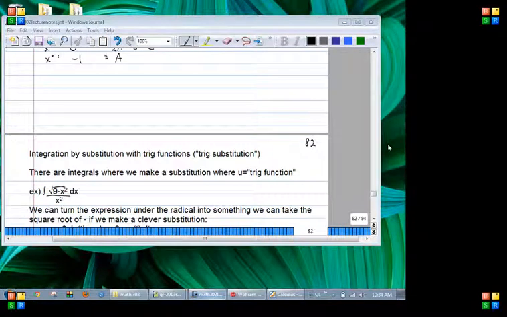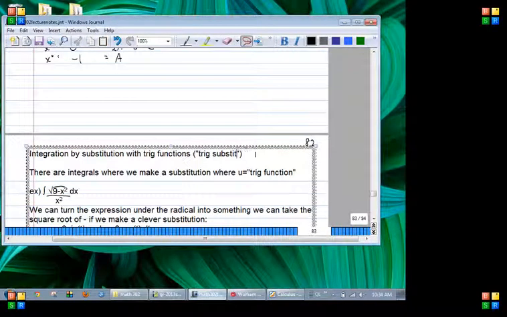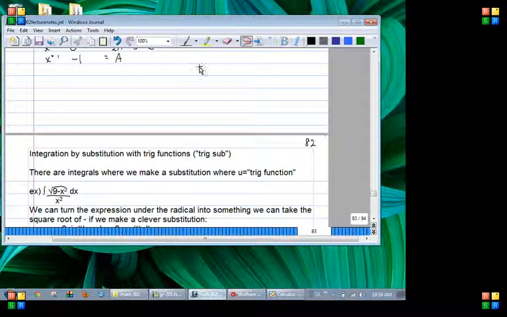Technique of integration: integration by substitution using trig functions, or as I'm often going to call it, trig sub. So there are integrals where we can make a substitution where u equals some trig function. This is a little trickier than what we've done in the past, but it is for a very specific kind of problem. For example, this one: the integral of the square root of 9 minus x squared over x squared dx.